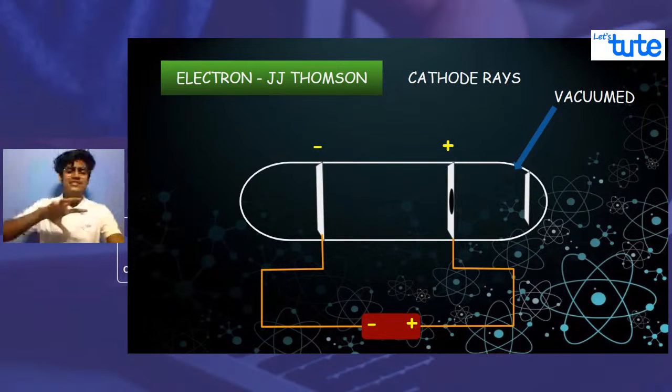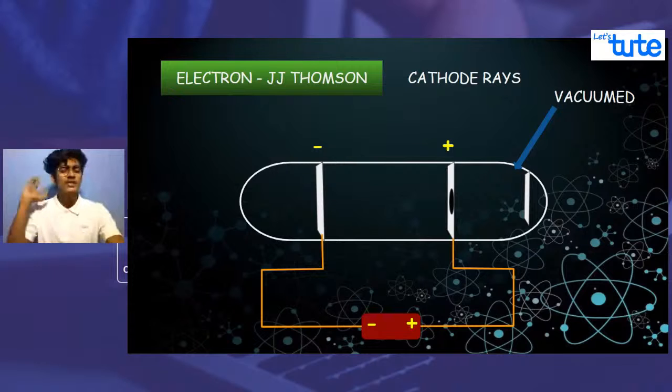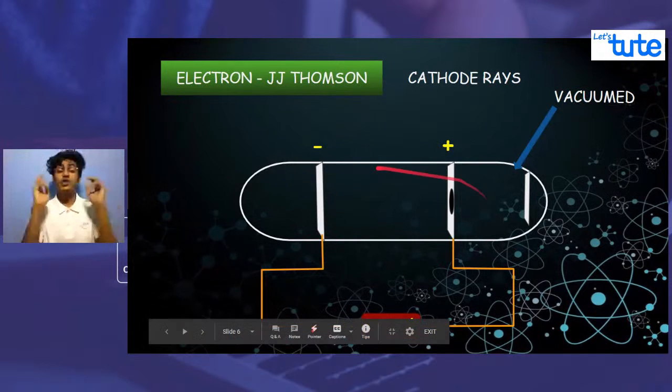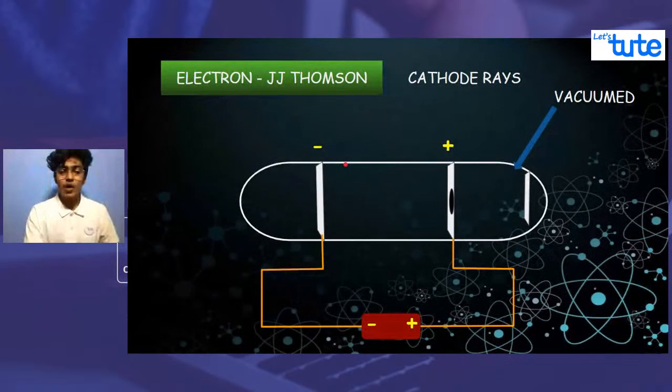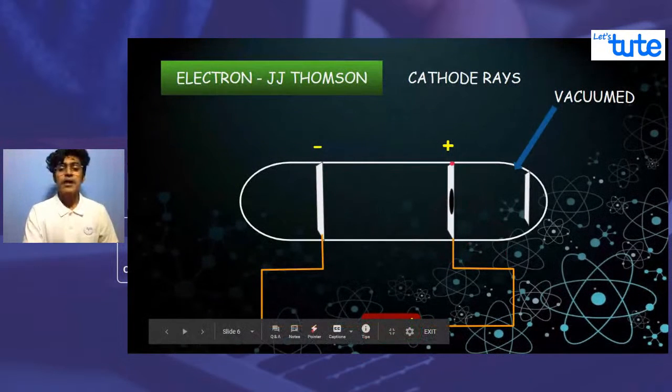So let us try to understand this whole experiment once again, because it's kind of complicated. J.J. Thomson was the one who discovered electrons. The experiment is known as the cathode ray experiment. He placed a glass tube, and it was vacuumed. Two metal sheets are placed carefully inside it.